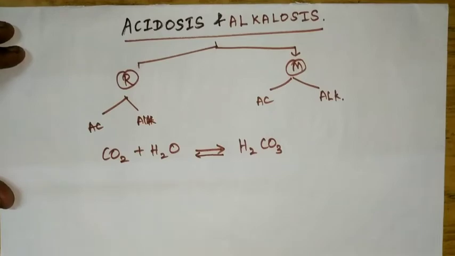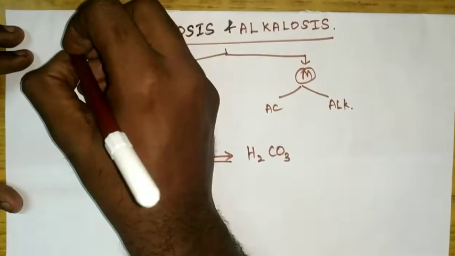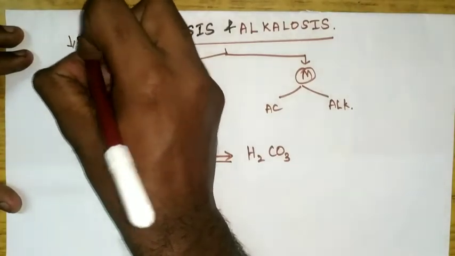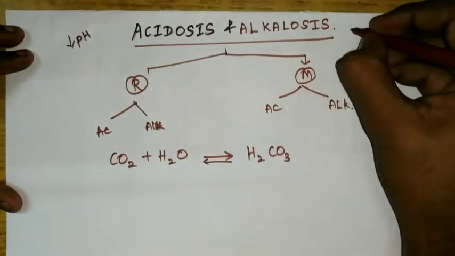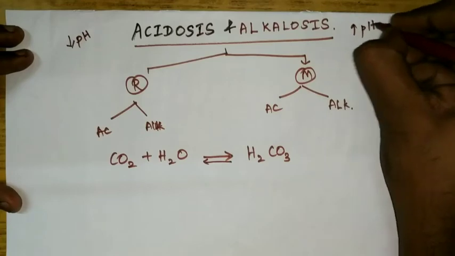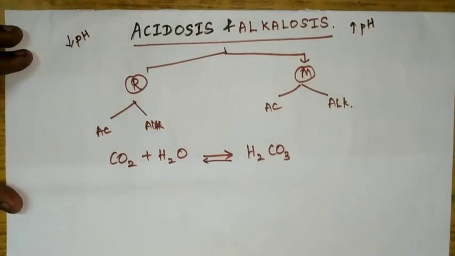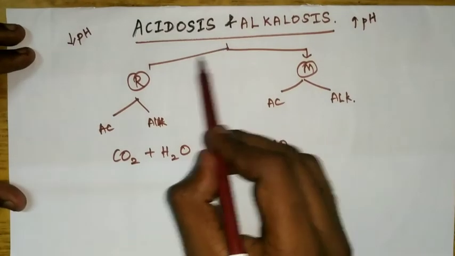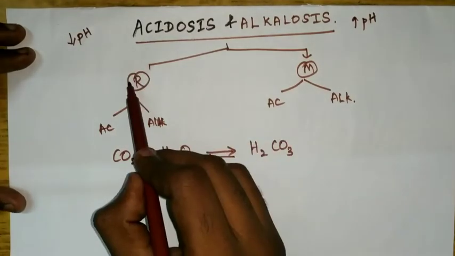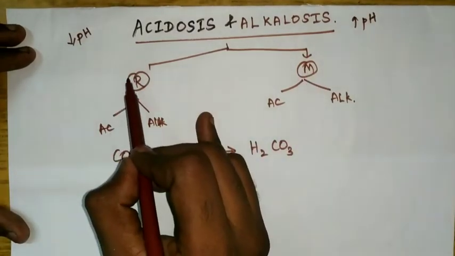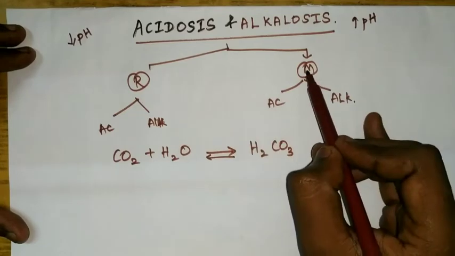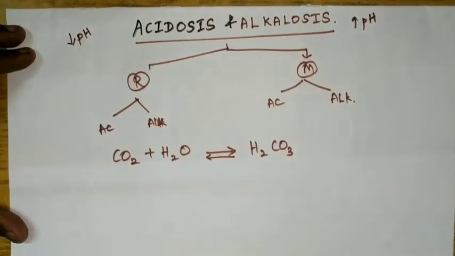So, first of all, let's start with the basics. Acidosis is decreased pH and alkalosis is increased pH. This we have been learning from our school times. So we divide this as respiratory type and metabolic type. Respiratory has acidosis and alkalosis, metabolic also has acidosis and alkalosis.